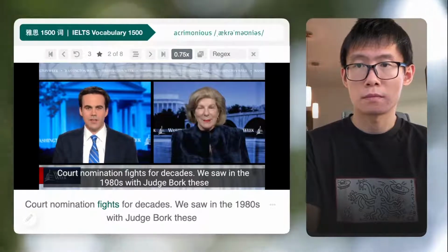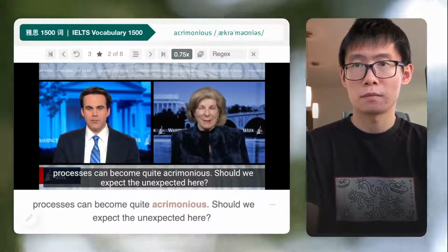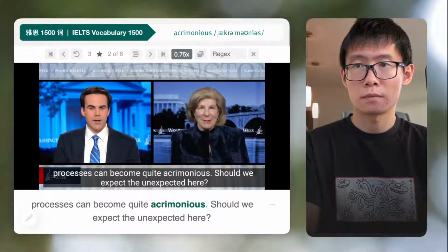These process in court nomination fights for decades. We saw in the 1980s with Judge Bork. These processes can become quite acrimonious.